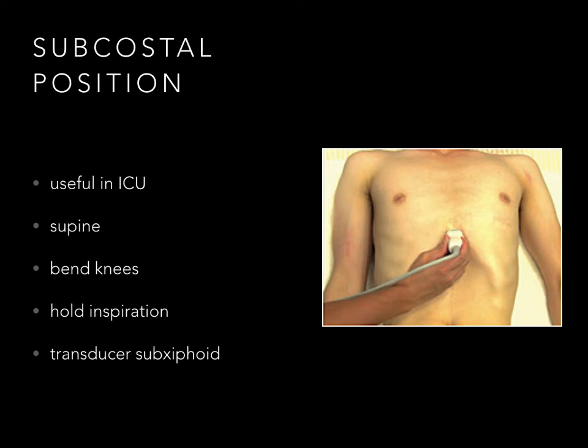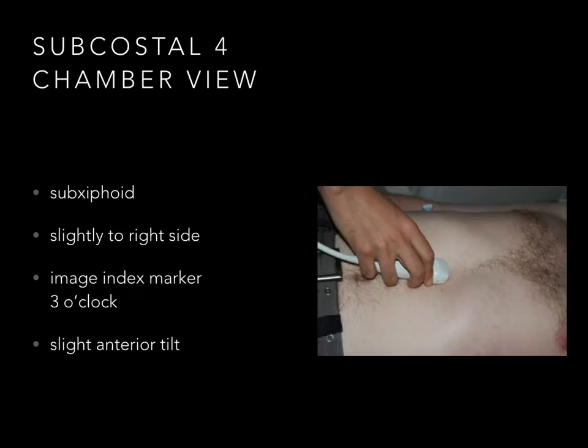For the subcostal long axis view, the image marker is at 3 o'clock, and for the subcostal short axis view, the marker is rotated into the 12 o'clock position. So for the subcostal 4-chamber view, the transducer is slightly to the right from the subxiphoid position, and the image orientation marker is held at 3 o'clock.